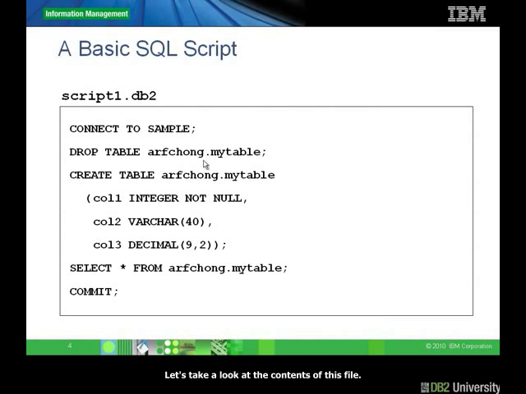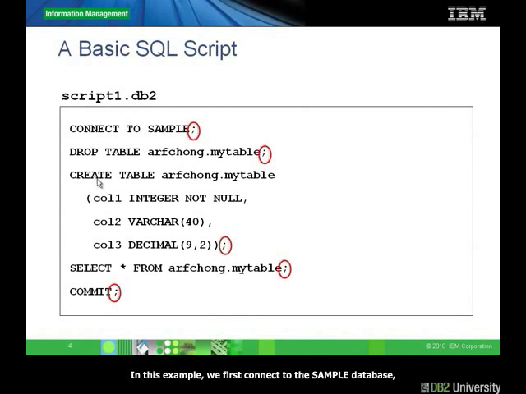Let's take a look at the contents of this file. As you can see, it consists of several SQL statements. Note that each statement ends with a semicolon. This is the default statement terminator in DB2. It allows DB2 to know where a given statement ends.